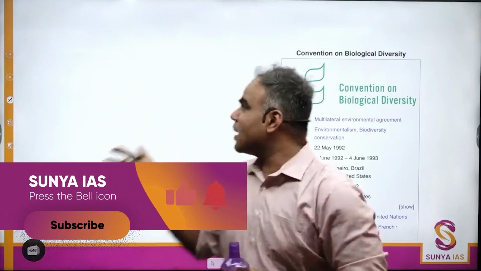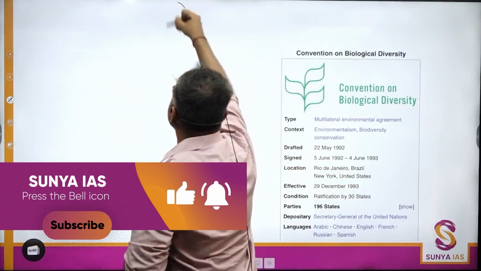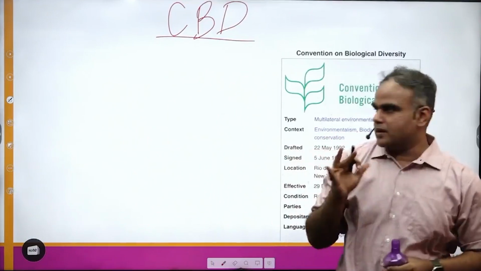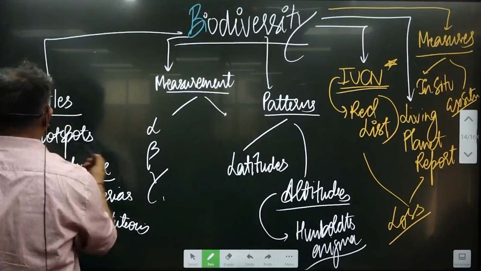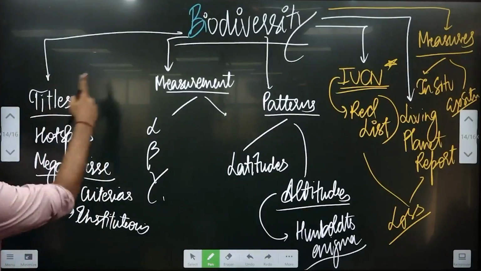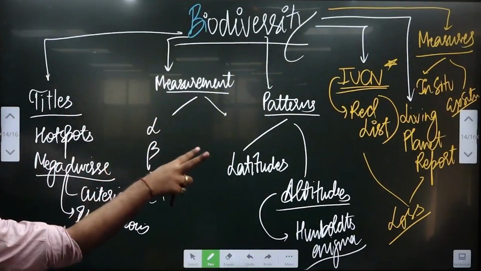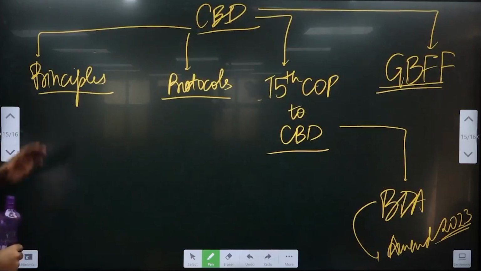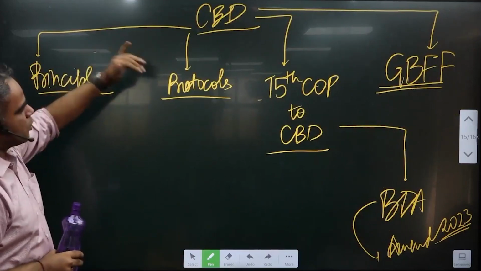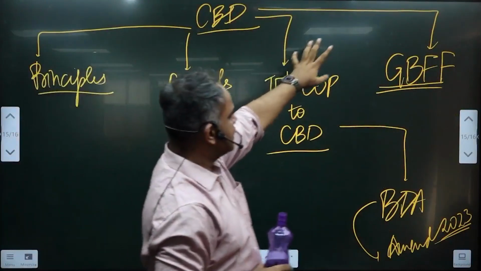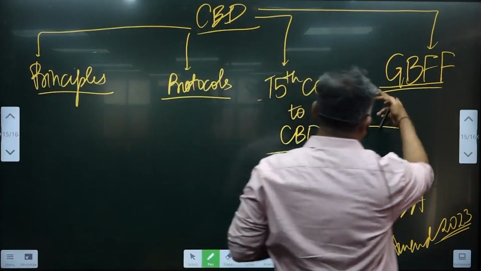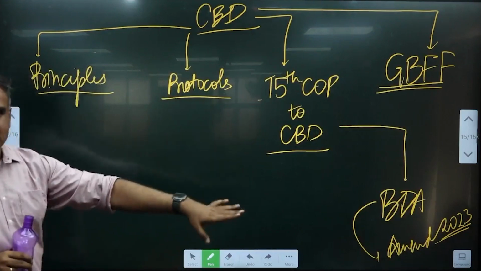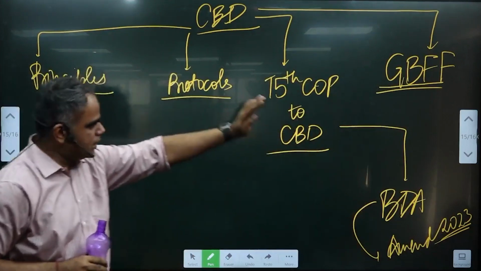And this is the last part to end the biodiversity topic. We are talking about the Convention on Biological Diversity. We'll follow this very simple framework. This will help you understand very easily. Here I think we've done all this in C2, XC2: other protected areas, Living Planet Report, Red List, patterns, measurement, titles. Here we'll see principles, protocols, 15th COP, Global Biodiversity Framework Fund. And after, when I talk about legislations, then I'll talk about this.